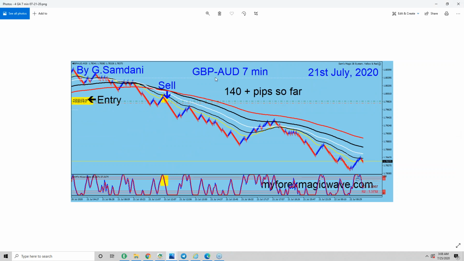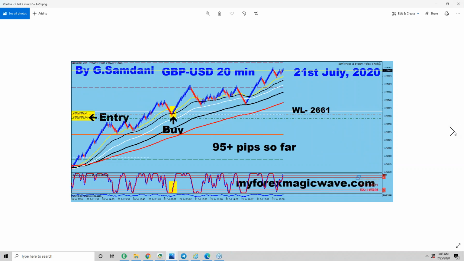This is on the 21st, pound Aussie started to go down again. And I'll show you the why and what was the reason, and why I took this to the downside. Okay, and then you will see more, and then upside.